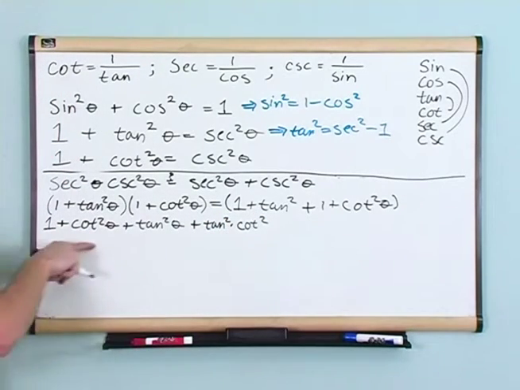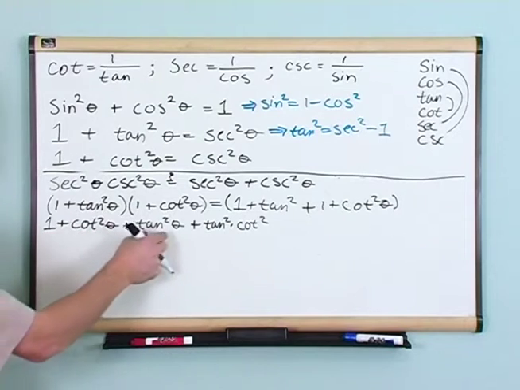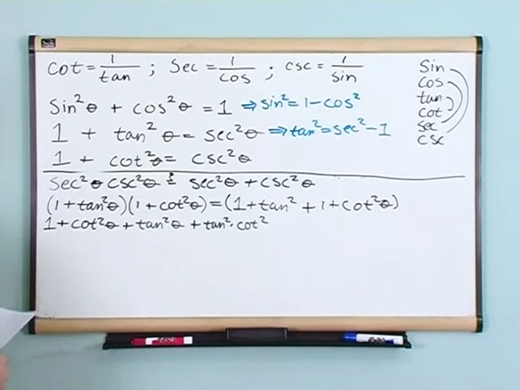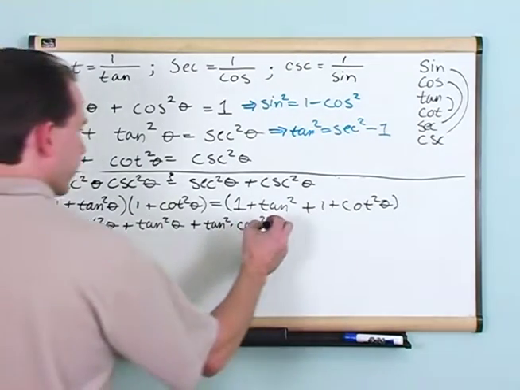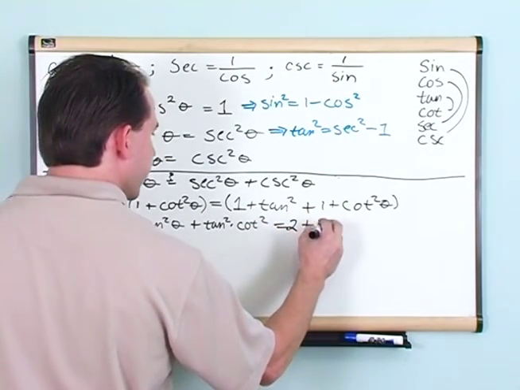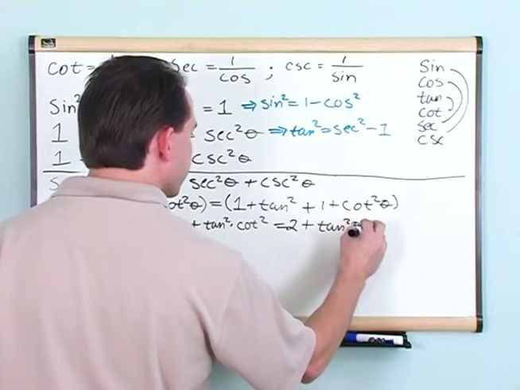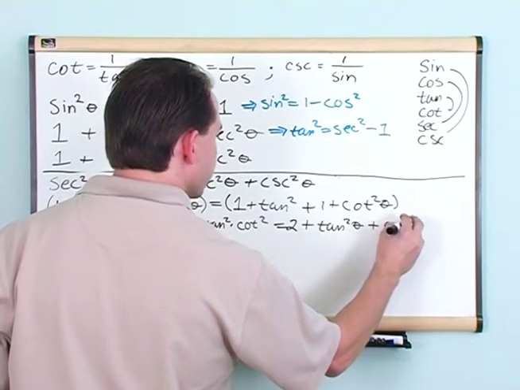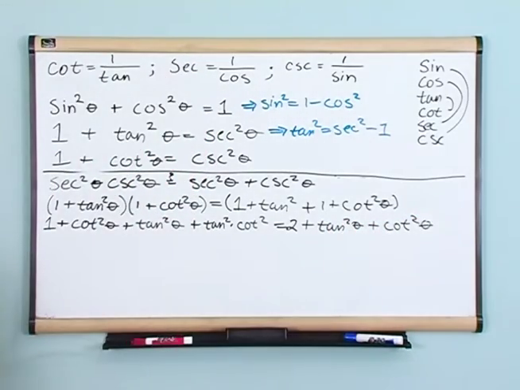Okay, all I did was write FOIL out. First term, outside, inside, last terms. And on the right, I'm just going to write this as 1 plus 1 is 2 plus tangent squared of theta plus cotangent squared theta. Now, the next thing I need to look at is what could I possibly simplify here?